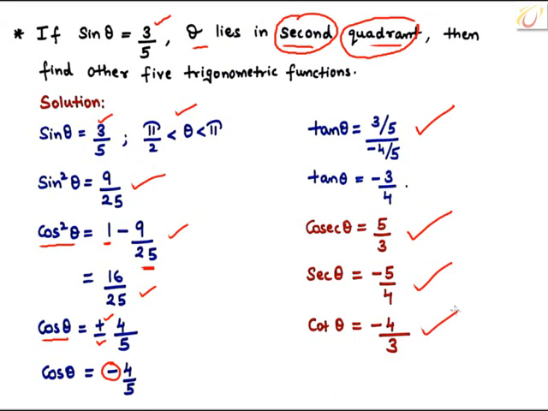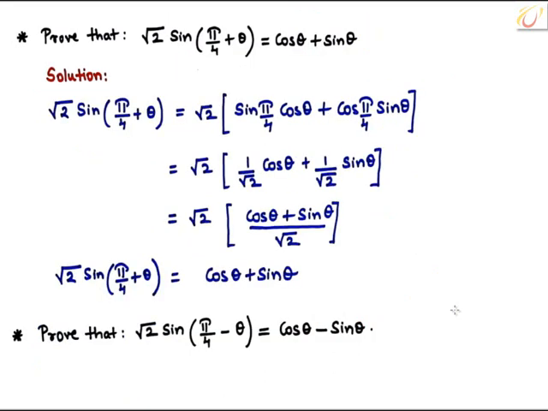Let us move ahead. Prove that root 2 into sin pi by 4 plus theta is equal to cos theta plus sin theta. So let us go for it. What is our LHS? Left hand side is root 2 sin pi by 4 plus theta. So what is pi by 4? Pi by 4 is 45. So root 2 sin 45 plus theta.